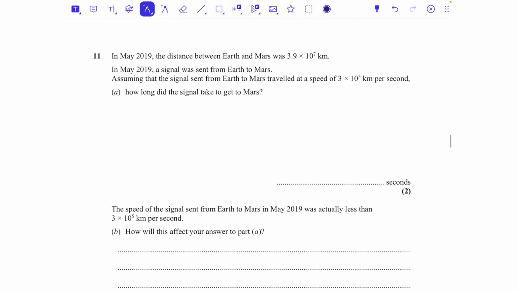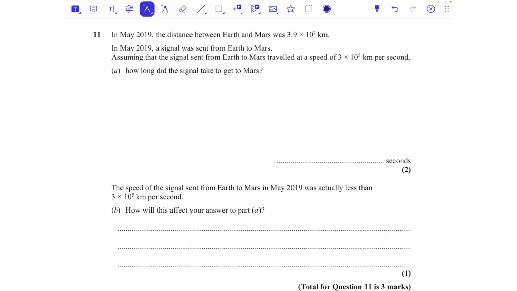Question number 11. In May 2019, the distance between Earth and Mars was 3.9 times 10 to the power of 7. In May 2019, a signal was sent from Earth to Mars. Assuming that the signal sent from Earth to Mars travelled at a speed of 3 times 10 to the power of 5 kilometres per second, how long did the signal take to get to Mars? And our answer here needs to be in seconds. So this is a speed, distance, time question, but involving standard form.